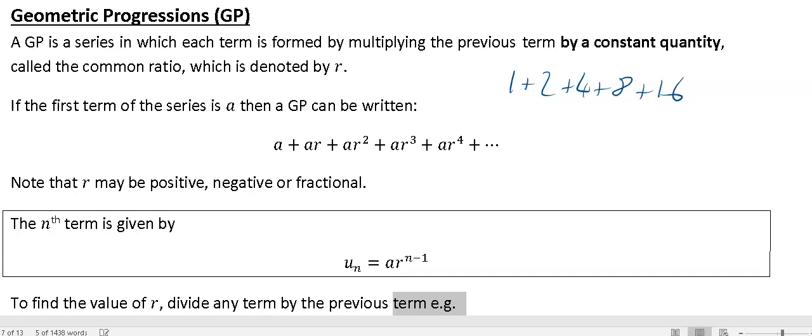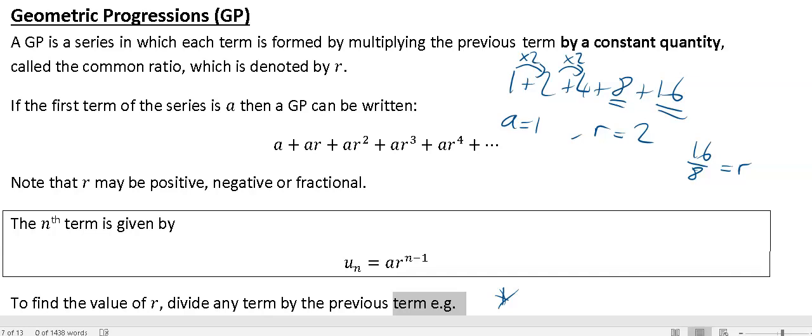a geometric progression. So a, in this case, is 1. So a is your first term. And how you get from one term to the next is you multiply by 2. So in this case, your r, which is called the common ratio, is equal to 2. Notice if you didn't know what these were and you wanted to find out, if I took this term, the 16, and divided by the 8, that would get me the r. So 16 over 8 is equal to r. So that's what we're saying here. To find the value of r, divide any term by the previous term.